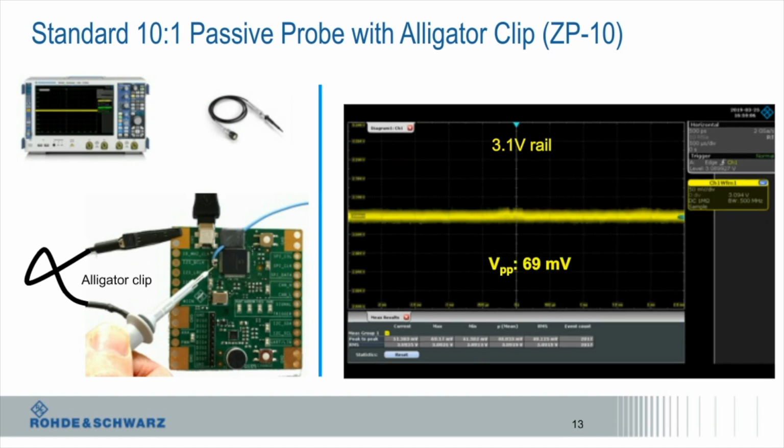I have my scope set at 50 millivolts per division. With 10 vertical divisions, it's 500 millivolts full screen. We're measuring approximately 69 millivolts peak-to-peak voltage. The higher 10-to-1 attenuation ratio of the probe produces more noise. And while the long alligator clip is extremely convenient, it causes a larger ground loop and adds to the noise.